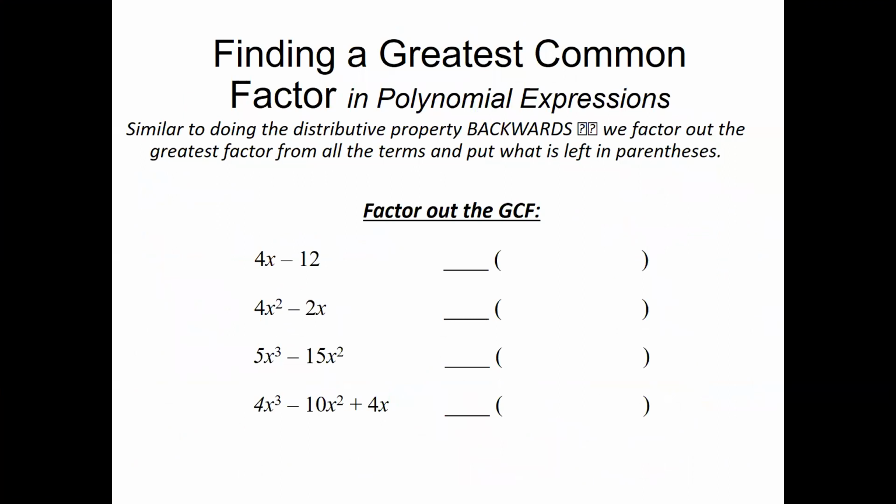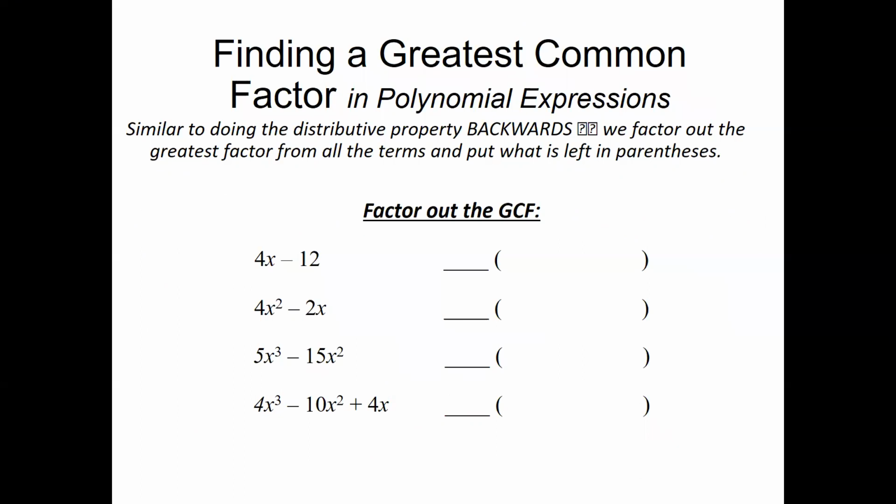Moving to the next page, the second thing we're kind of struggling with is finding greatest common factors. So we're kind of using the distributive property backwards. We're going to take out what they all have in common, and then whatever's left is what goes into a set of parentheses. So for the first one, we have 4x minus 12.